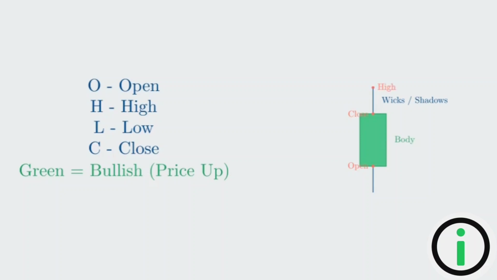The very top of the upper wick is the highest price reached during that time. And the very bottom of the lower wick is the lowest price touched. Take a moment to look at the distance between the open and the close. That represents the net change in price. Now we've identified all 4 parts of the basic candlestick anatomy.